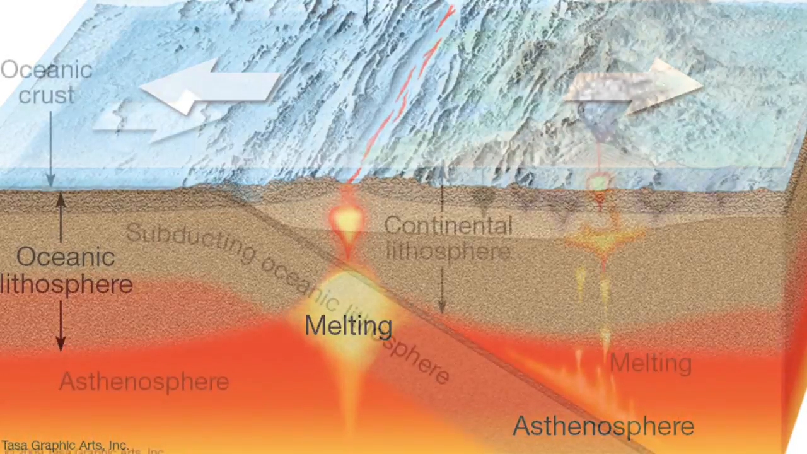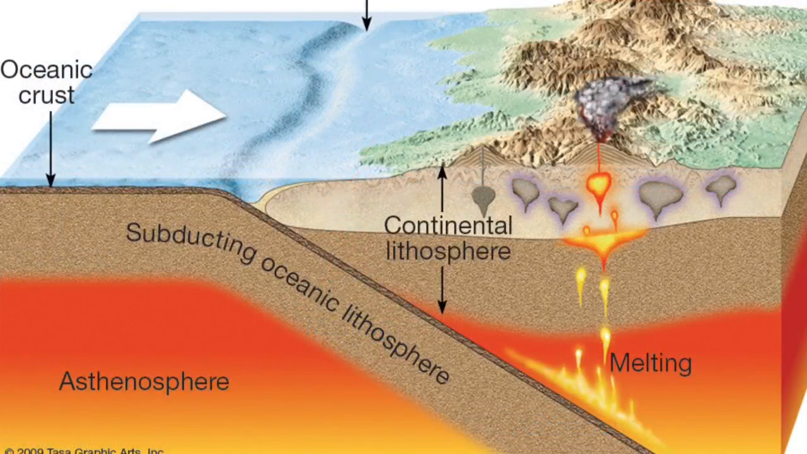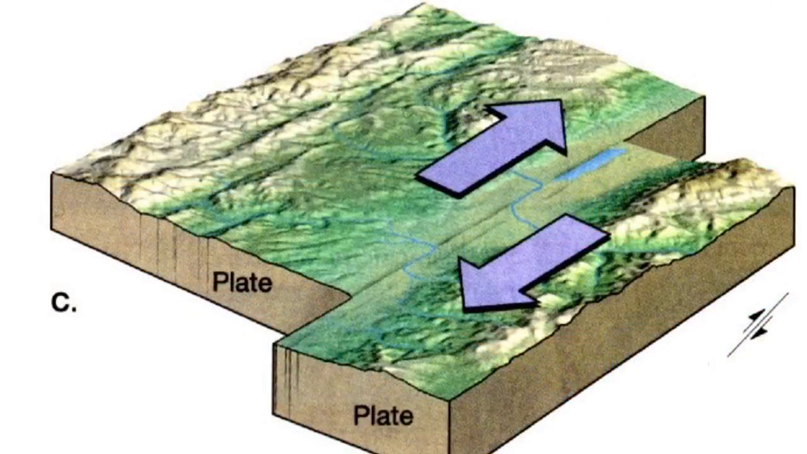There are also convergent plate boundaries. These consist of ocean to ocean, ocean to continent, and continent to continent. Ocean to ocean create volcanic island arcs, ocean to continent creates continental volcanic arcs, and continent to continent essentially create mountain ranges. Finally, there are transform plate boundaries. This is when plates grind past each other without destroying the lithosphere.